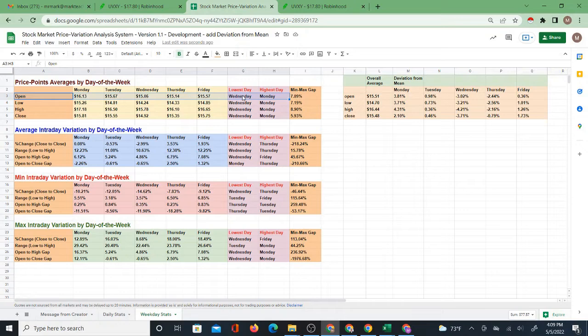So if you notice, now it's telling you Wednesday, Monday. Well, Wednesday is only 1 day away from Thursday. So the pattern is not really changing much, actually. It's just that Wednesday is a little lower than Thursday now. So now Wednesday is the minimum.